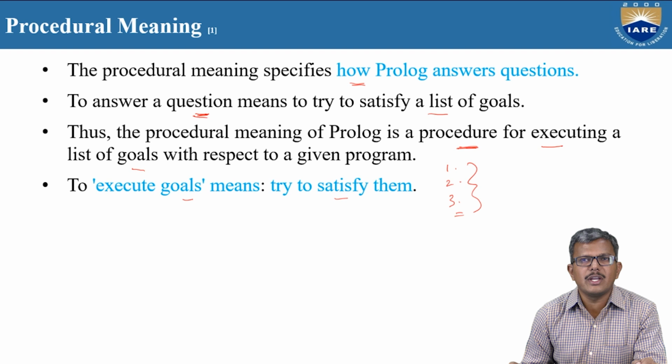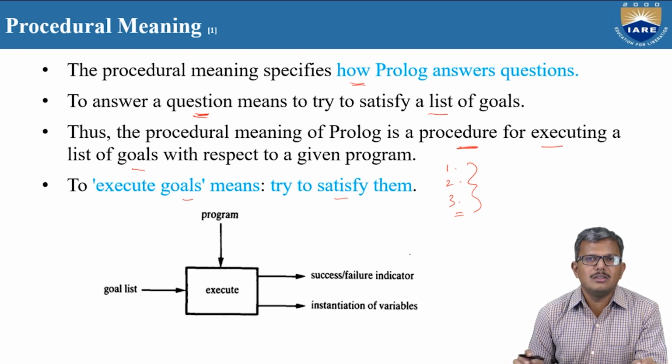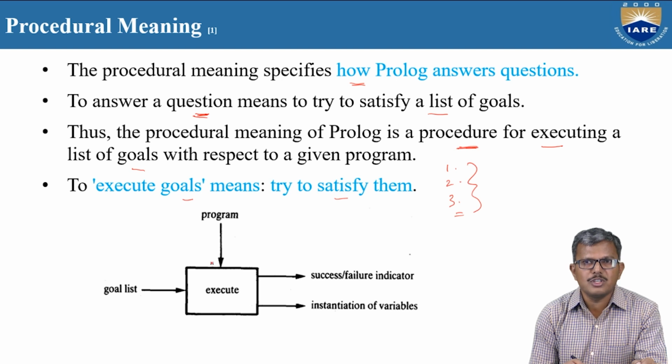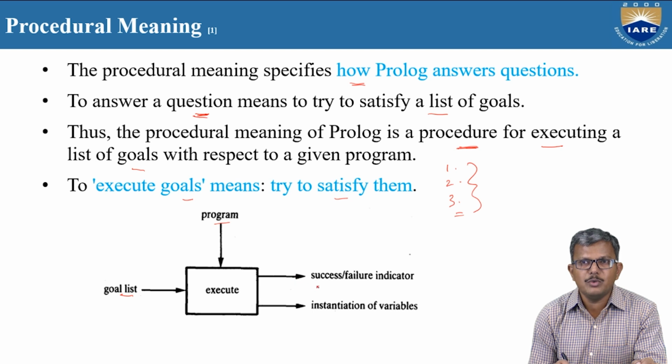There is one small diagram which clearly explains this. This figure shows the execution process. For execution, there are 2 things: one is the Prolog program and the other is the goals list. Whenever you execute the program, the result can be either success or failure. The output can be an indicator of success or an indicator of failure.